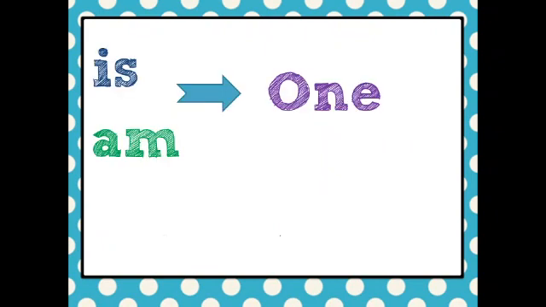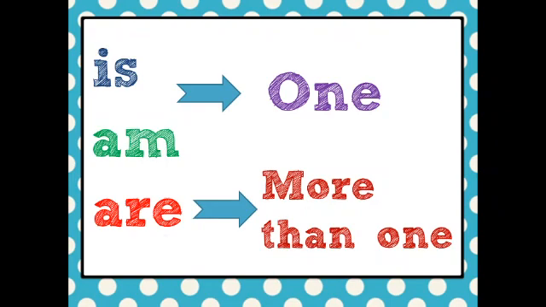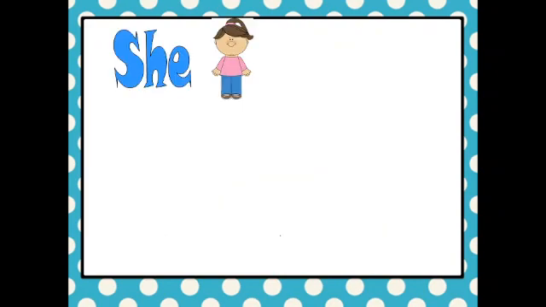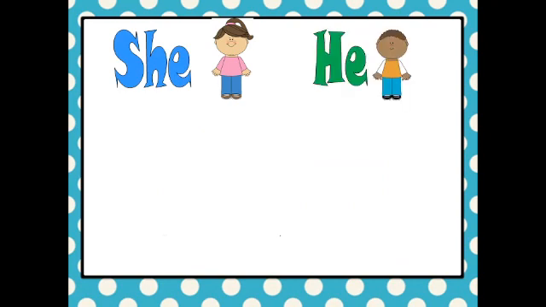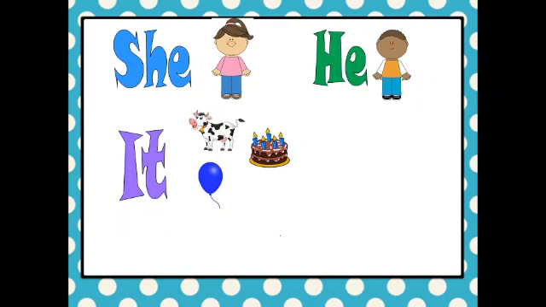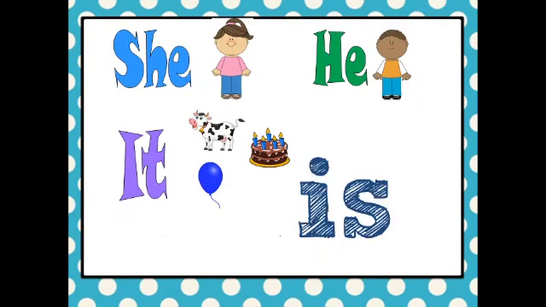Is and am are used for one. Are is used for more than one. I'll discuss it and explain it to you further with examples, but first, do you remember the pronouns? She is used for a girl, he is used for a boy, it is used for one thing or one animal. And whenever we are using he, she, or it in the sentence, we use is because is is used for one.